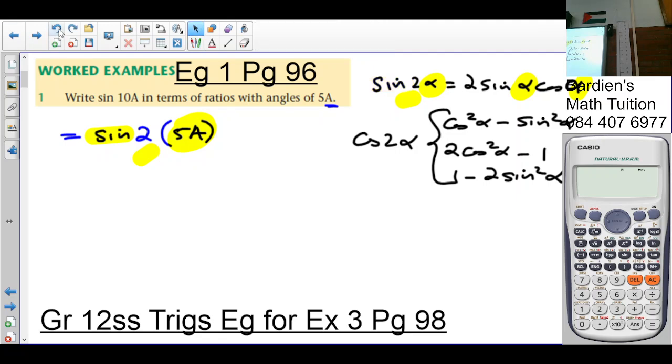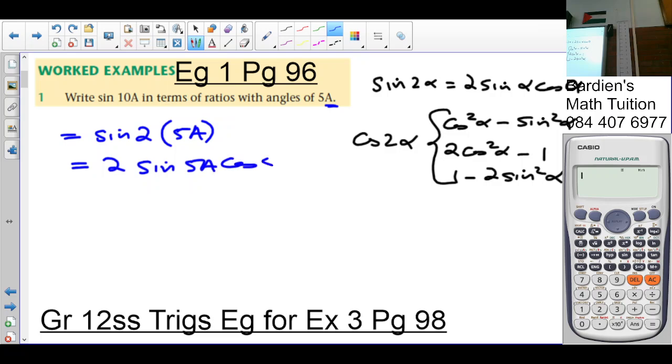Right, so let's write that quickly. That will simply give us 2 sine. What did we say? What is your alpha here? 5a. Cos 5a. And there we go. That's where we stop. Okay, you see how easy it is? Alright. Not the O, it's an A. No? That's why you guys get confused.